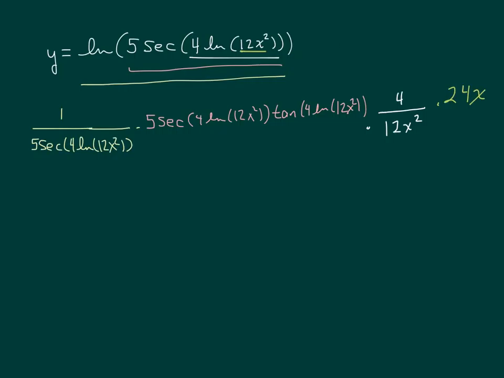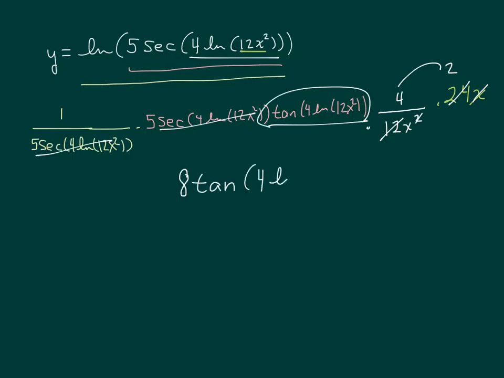And now I'm to the point where I can just start to see that cancels. 12 goes into 24 2 times. One of the x's cancel, so I'm left with 4 times 2, 8. I'm left with this business up top, tangent 4 ln 12x squared, and don't forget that lonely little x on the bottom.